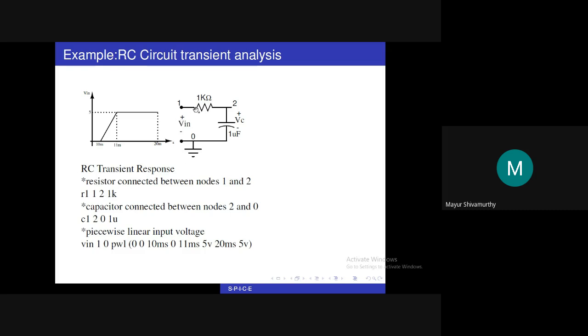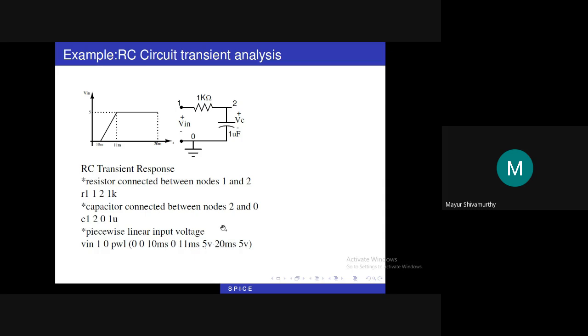You can see there is a resistor R1 which is connected between 1 and 2 with a value of 1 kilo ohm. There is a capacitor C1 which is connected between 2 and 0 with a value of 1 microfarad, 1 U. Okay, it's micro. And there is an input, a PWL voltage, a piecewise linear voltage, connected between 1 and 0. So 10 millisecond is the initial start time, followed by time and corresponding voltage pairs.